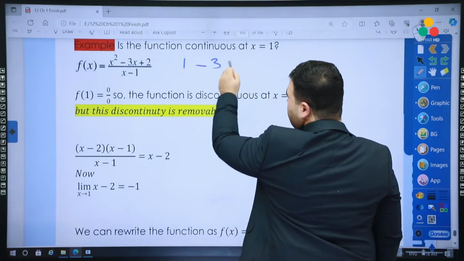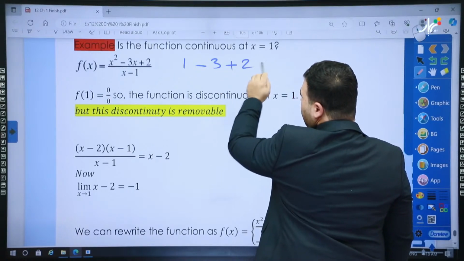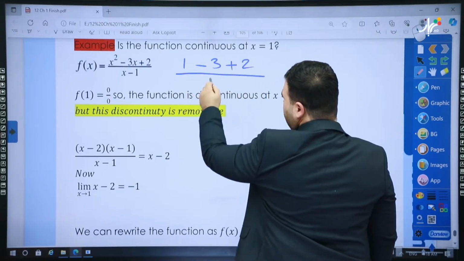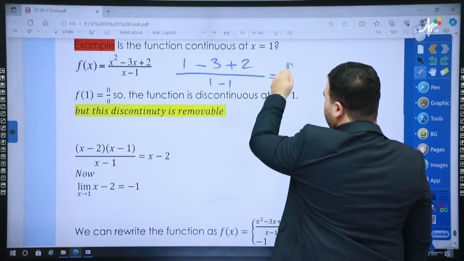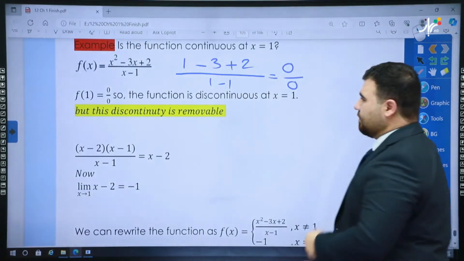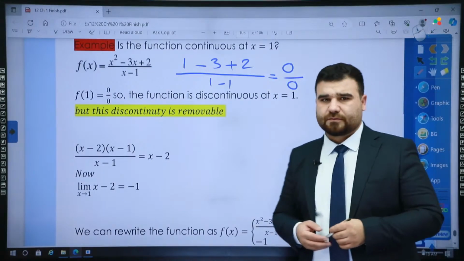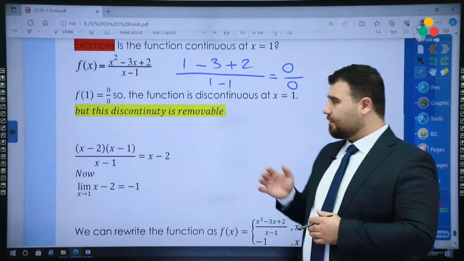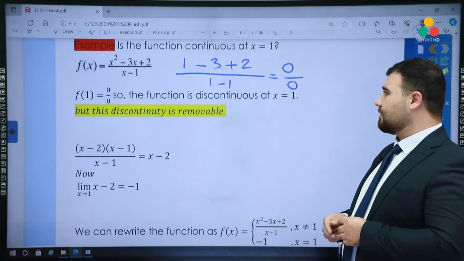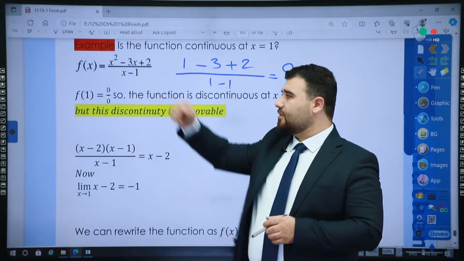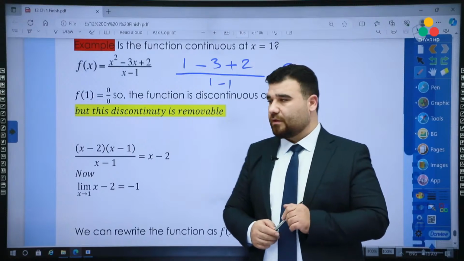1 minus 3 plus 2 over 1 minus 1. That's equal to 0 over 0. Since it's 0 over 0, then it does not exist. The function is undefined. This means this function is discontinuous at 1.